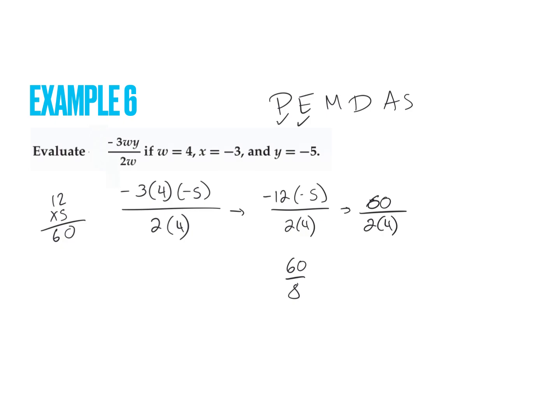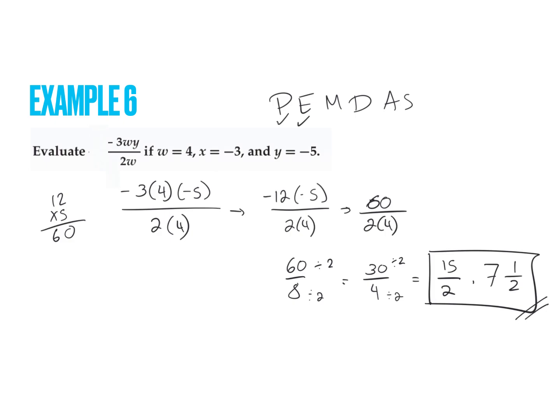We can simplify the fraction, but it's going to end up still being a fraction. So I'm going to divide the top by 2 and the bottom by 2, which is going to give me 30 over 4. I'm going to do the same thing again. So I'm going to get 15 over 2. Now you can either leave the answer as 15 over 2, or you can leave it as 7.5. Either one would be okay.